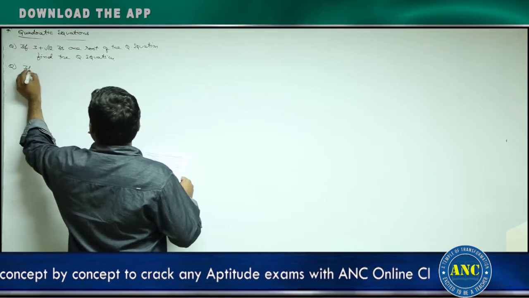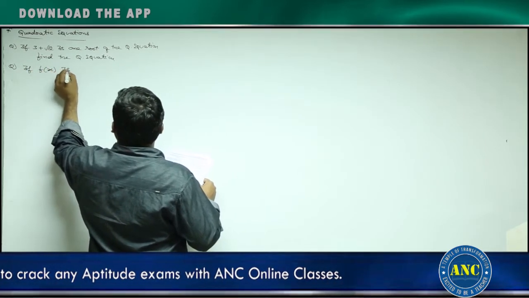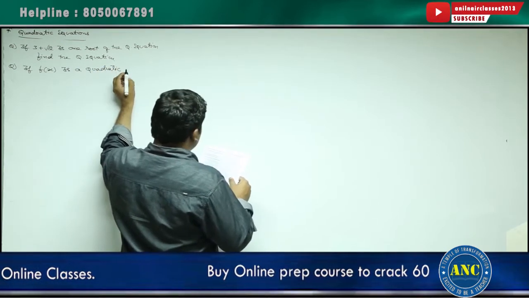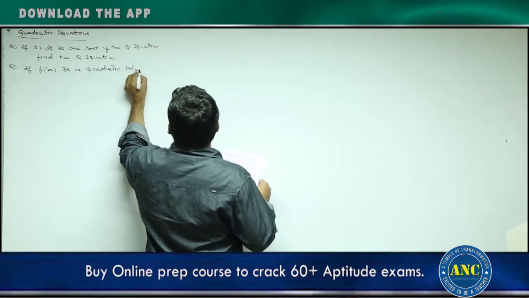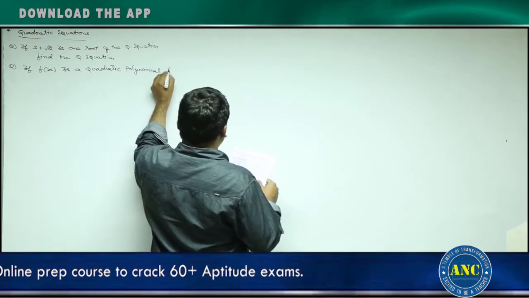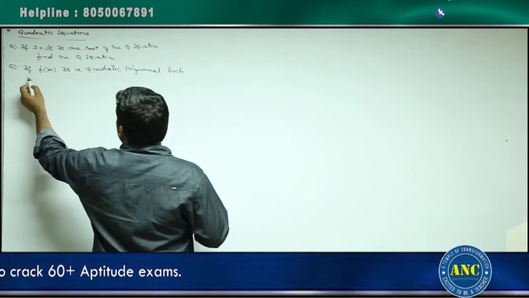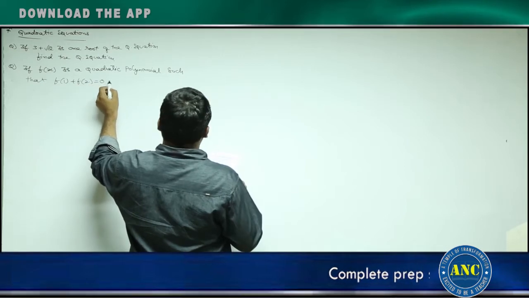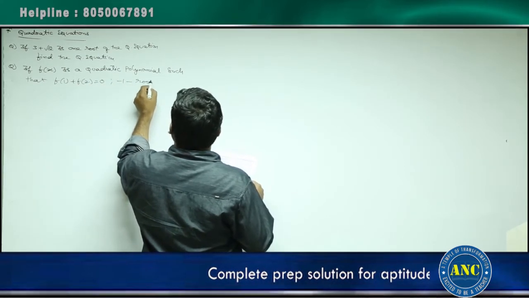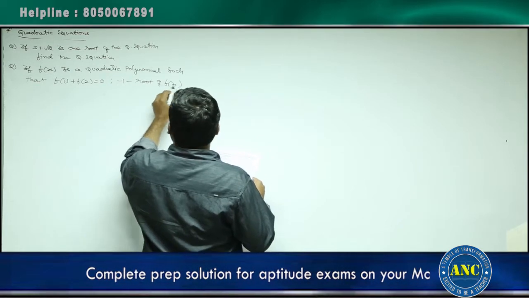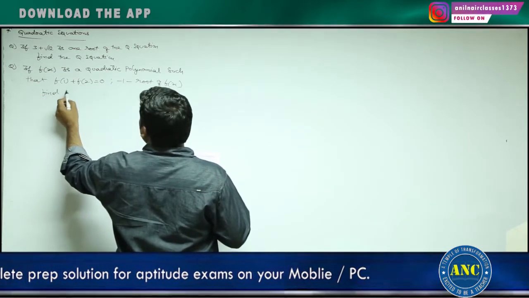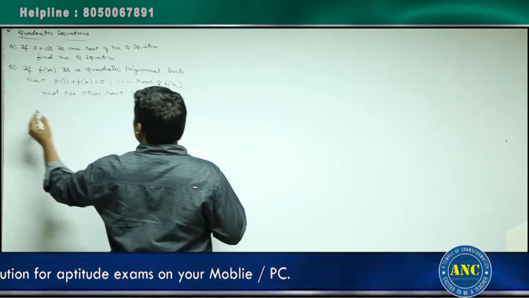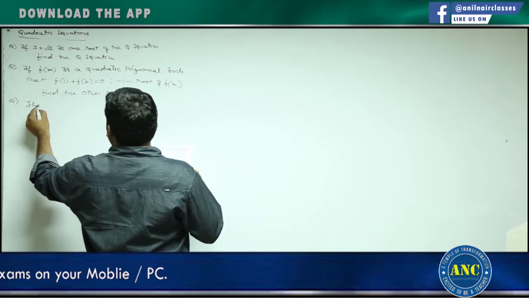Second one: if f of x is a quadratic polynomial such that f of 1 plus f of 2 is 0, and minus 1 is a root of f of x, find the other root.